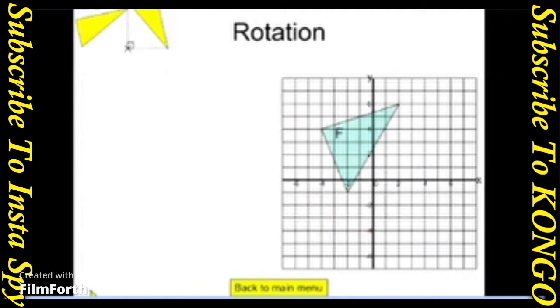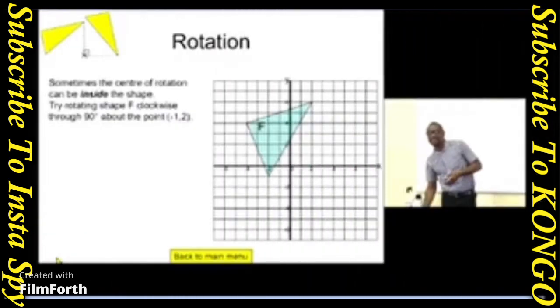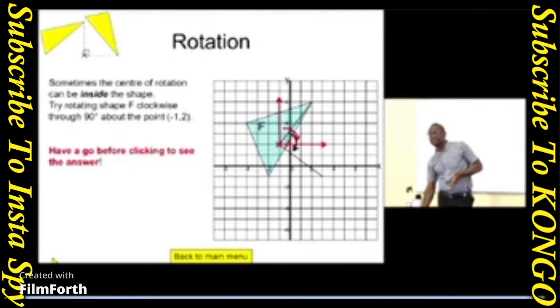All right. Let's cut this one now. Sometimes the center of rotation can be inside the object. In recent times, CXC has shied away from this because it's very difficult for students. However, you may never know. But the center can be inside the object. All right. So if you notice, the object turns.